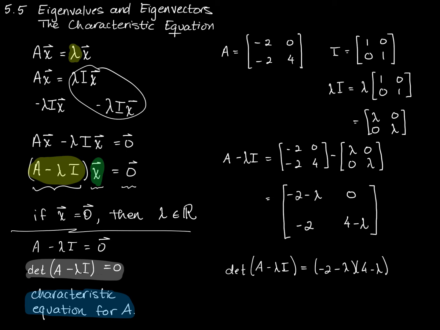Save some space. Well, that's going to be a quadratic equation in lambda, right? Lambda is going to be my variable here. Negative 2 times 4 is negative 8. I have negative 2 times negative lambda, so I have plus 2 lambda. Negative lambda times 4 is minus 4 lambda. And then negative lambda times negative lambda is plus lambda squared, which simplifies to lambda squared minus 2 lambda minus 8. And that, I believe, factors. I'm running out of room.